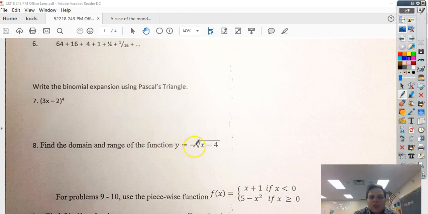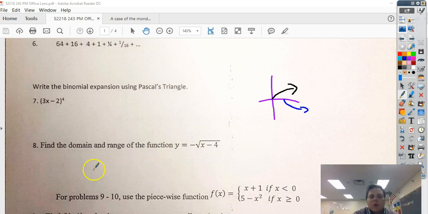Find the domain and range of the function y equals negative square root of x minus 4. Okay. So if you remember what a square root graph looks like, assuming there are no transformations, this is the parent function, looks like that. But there are 2 transformations here. I mean reflected across the x-axis, and I'm going down 4. I'm sorry, right 4.